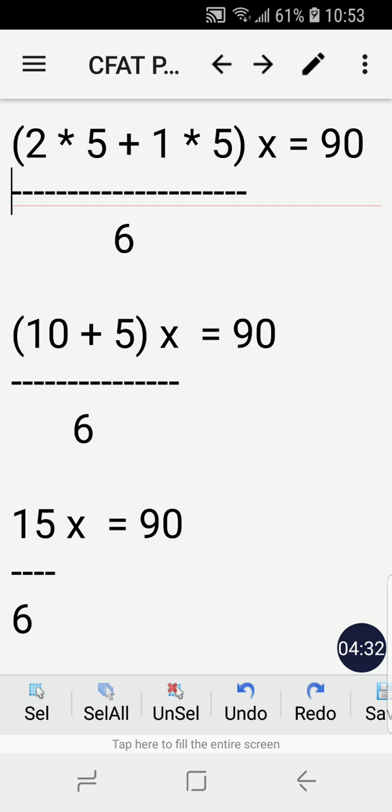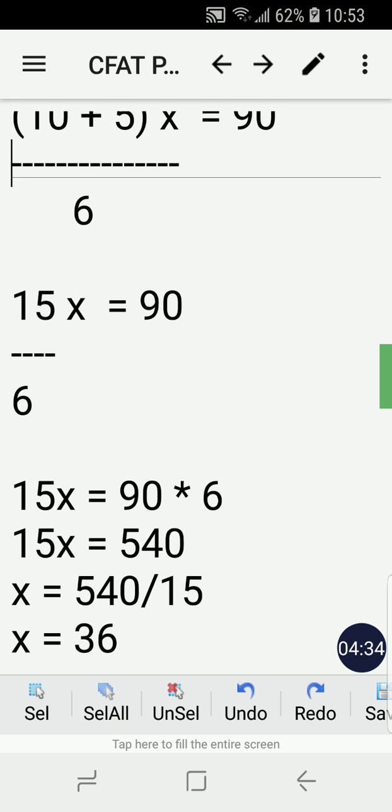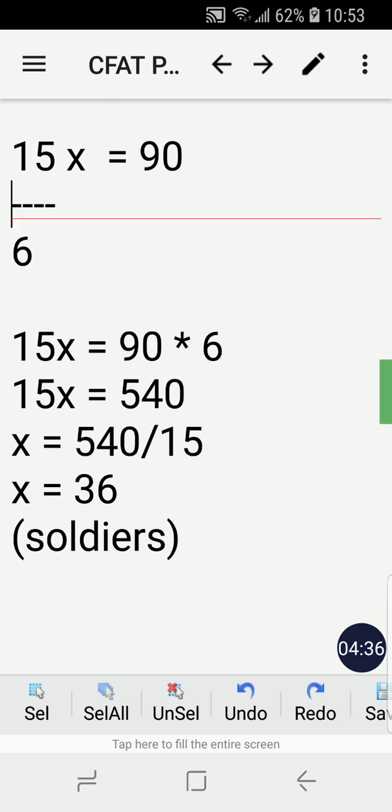Copy the x and the 90, and so we cross multiply now. 15x is equal to 90 times 6. 15x is equal to 540. x is equal to 540 divided by 15, and x is equal to 36 as the number of soldiers.